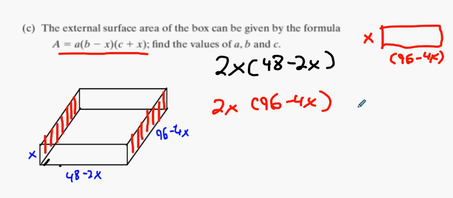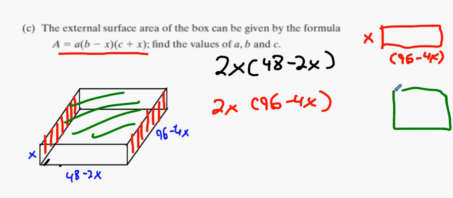Next one. What about the top and the bottom? The very top and the very bottom, what do you reckon? Oh, it's an open box. It says open box at the very beginning. So just one of them, isn't it? So what is it? It's 48 minus 2x and, anybody? Yeah, this is going to get difficult now.